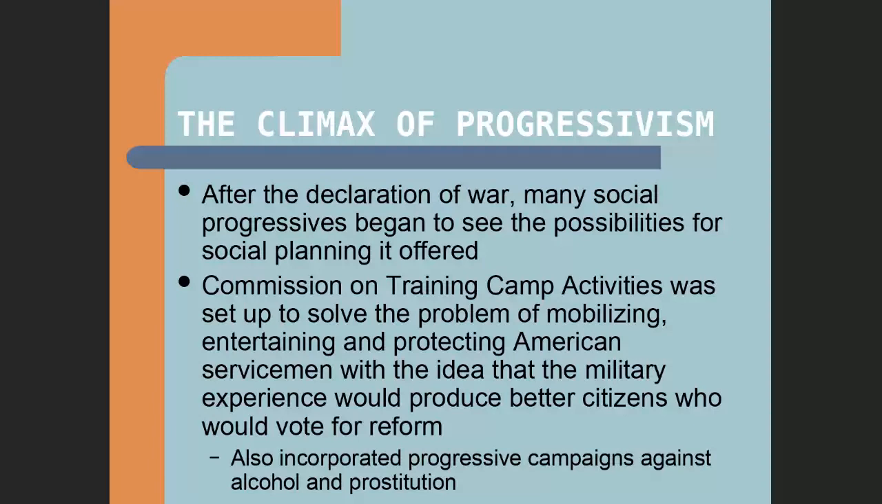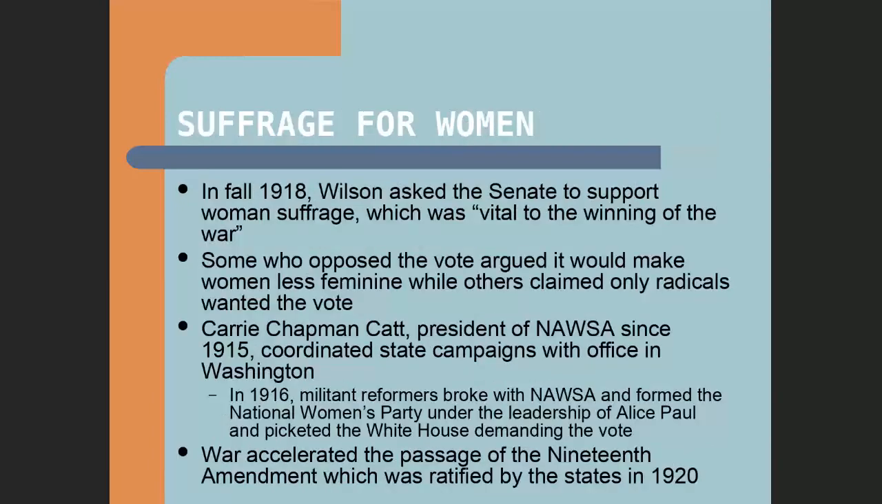And basically, look at the rest of us. One of the big victories for any of the progressive movements was that in 1918, Wilson goes out to the Senate, asks to support women's suffrage, says it's vital to the winning of the war. But basically, the way we say it is women get the right to vote.